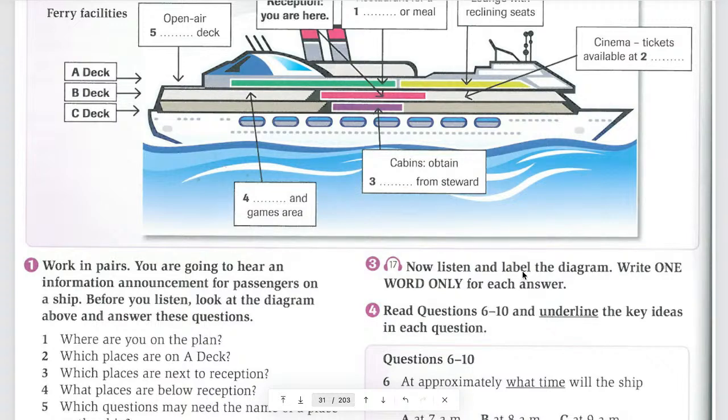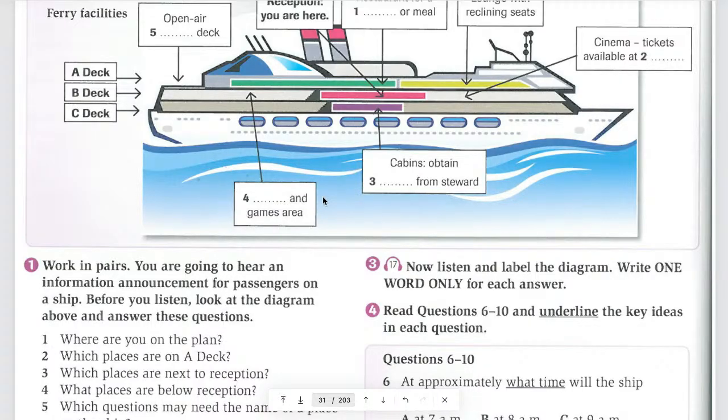So here they say obtain. Do you understand obtain? What does that mean? Yeah, receive or you get something, right? Obtain means receive or get. So you obtain something from a steward. So you just need something, not the name of a place.